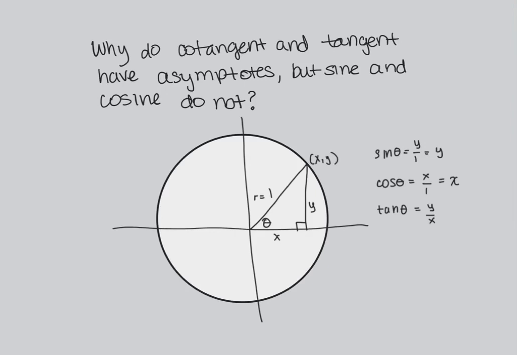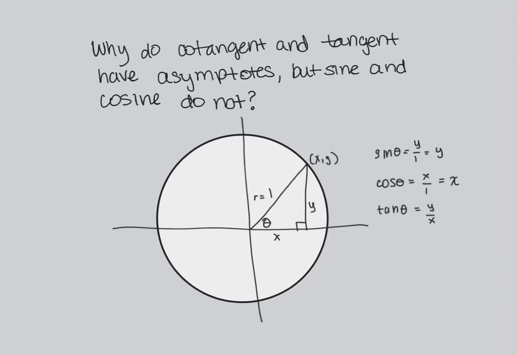So if we're trying to figure out why tangent would have an asymptote, you have to think about why we draw asymptotes in the first place. On a graph, we always draw asymptotes where the function is undefined. And if you think back to last semester when we graphed rational functions, whenever the denominator equaled 0, that's where we had an asymptote, a vertical asymptote.